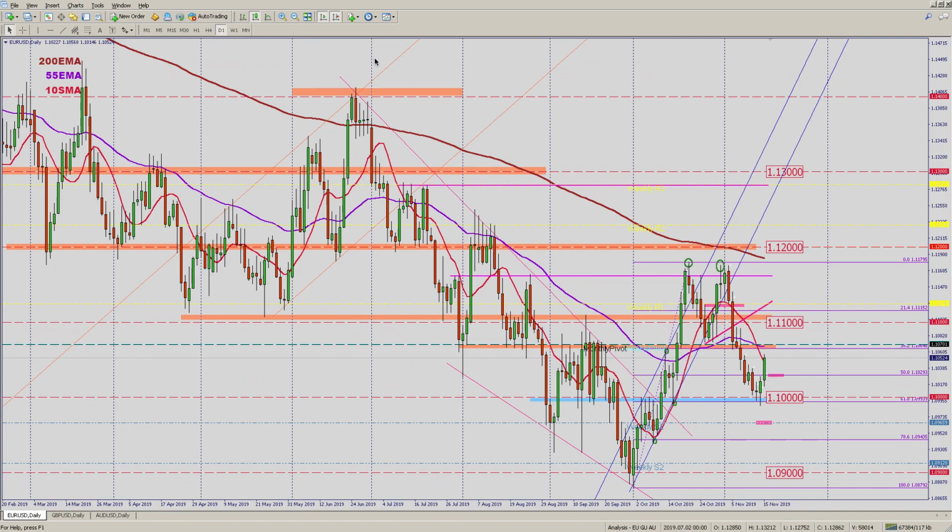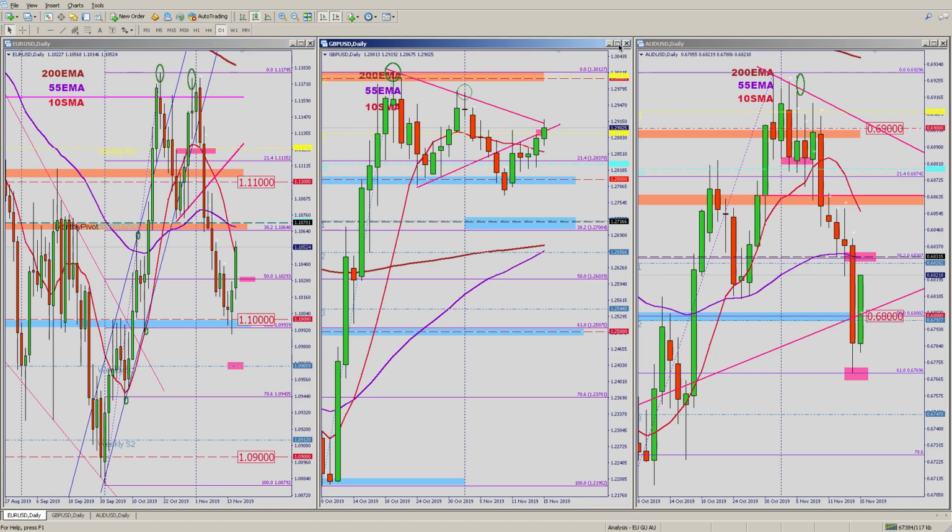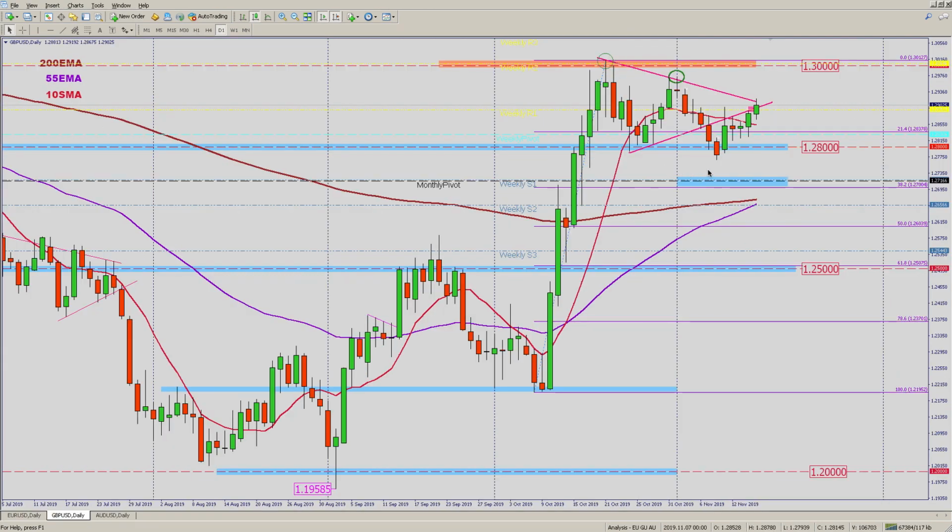All right, let's move on to the cable. And the sterling pound against dollar managed to recover more than the euro because of some UK election news, where there's some positive news if the Conservative Party is able to win a majority, but that's still a lot of campaigning to do, until the election day on 12th of December.